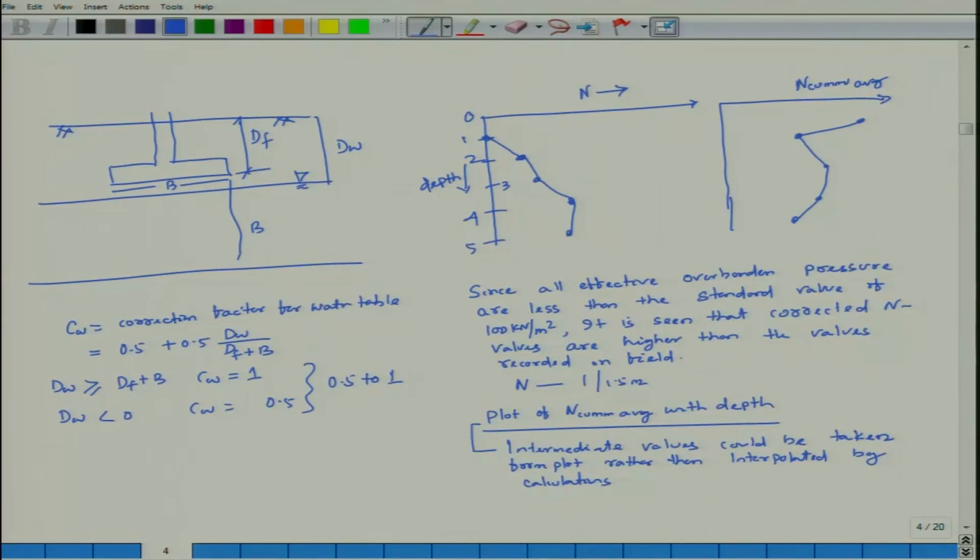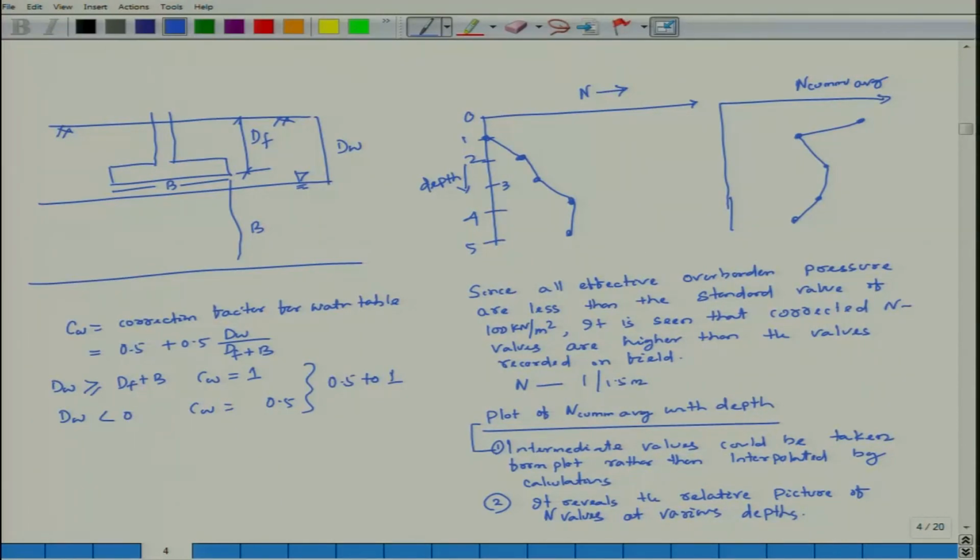Basically, a plot of the N cumulative average, number 1, number 2, reveals the relative picture of N values at various depths. Are you getting? Do you understand what I want to say?